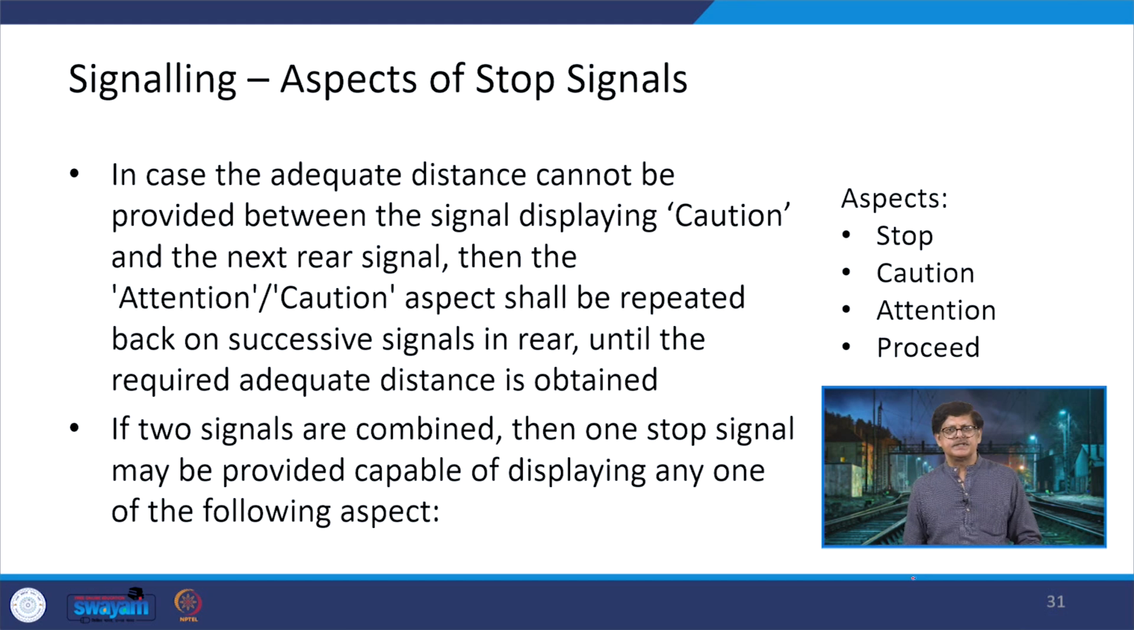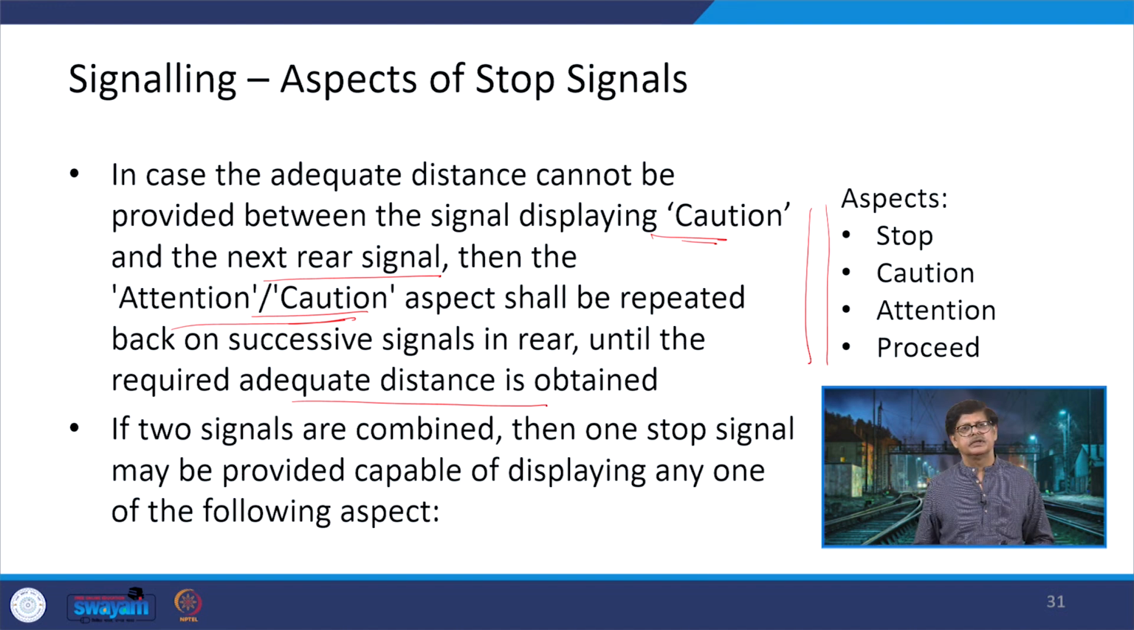In case the adequate distance cannot be provided between the signal displaying caution and the next rear signal, then the attention caution aspect shall be repeated on the successive signals again till that adequate distance is obtained. If the two signals are combined, then one stop signal may be provided capable of displaying any one of the following aspects. What are the following aspects? We already talked about these. There are 4 following aspects like stop, caution, attention and proceed. So, a combination is what we are talking about here.